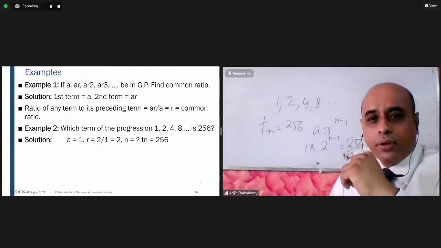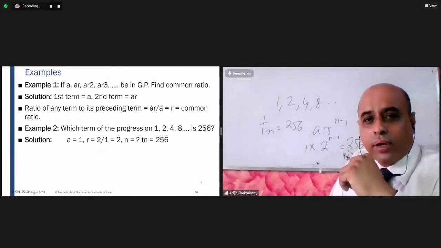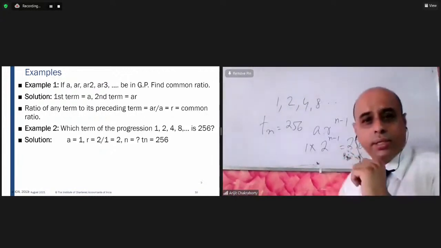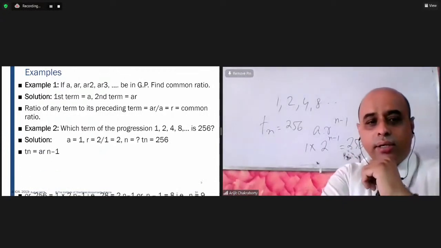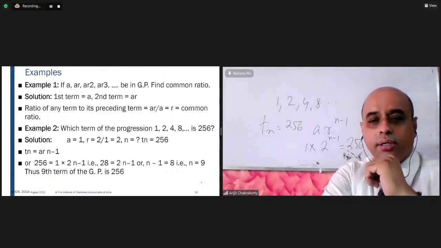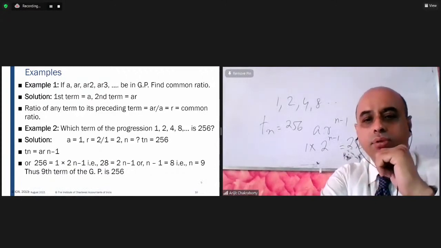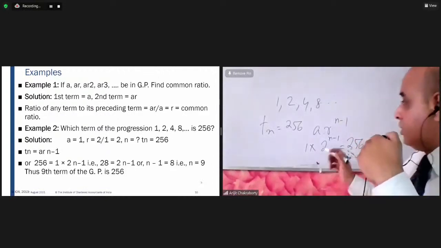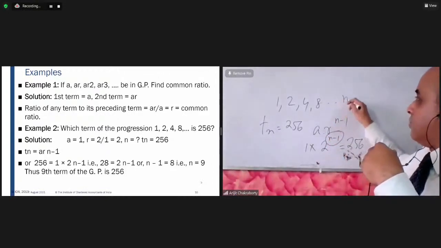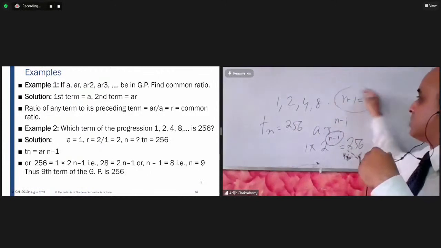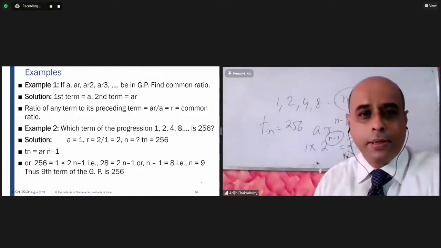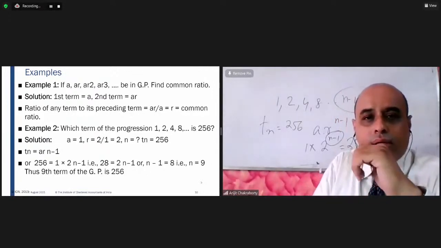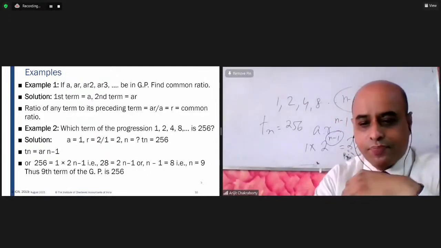Okay, now just using the calculator, you can find out that here 2 to the power n minus 1 is 256. Now, if you just calculate, you will find that 256 means n minus 1 comes to 8. 2 to the power 8 will give you 256, which means n minus 1 is equal to 8. That means n is equal to 9. So the answer is n is equal to 9. So the ninth term in the GP ultimately will become 256.